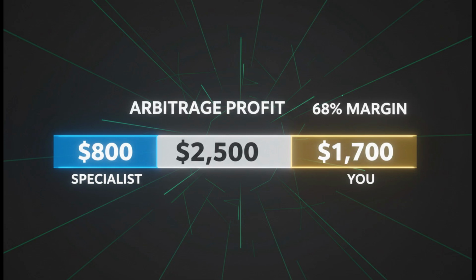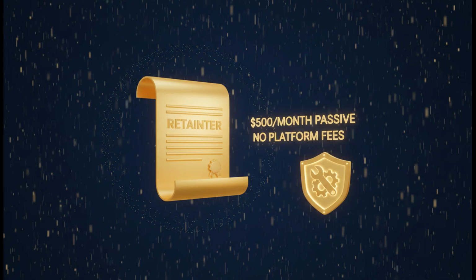The best part? You don't even have to do the technical work yourself. Once you close a $2,500 deal, you can hire a specialist on a platform like Revello or even a high-end freelancer for $800 and keep the $1,700 difference as profit. By working directly with local businesses, you bypass the 20% fees that platforms like Upwork take. You also build a direct relationship.